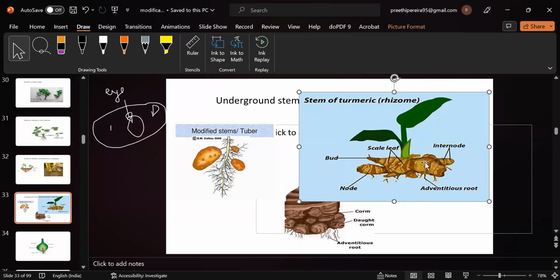Okay? So potato is also an underground stem. Remember, potato is a stem, whereas sweet potato is a root modification. Potato is a stem modification, sweet potato is a root modification.